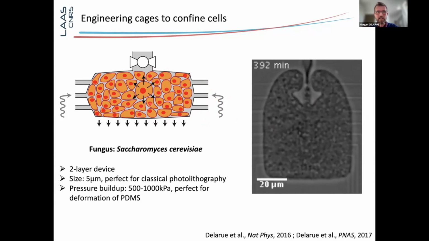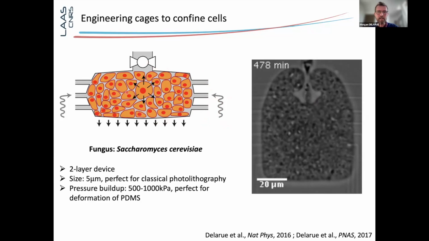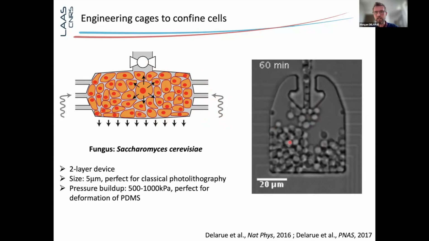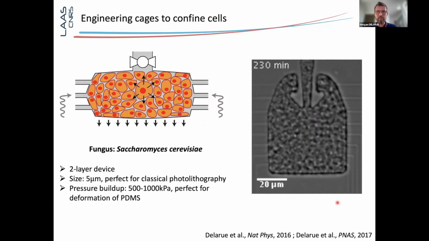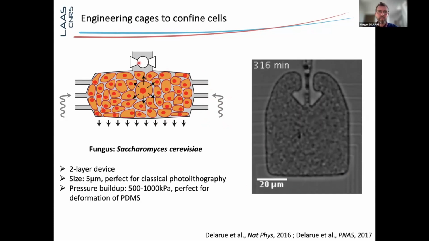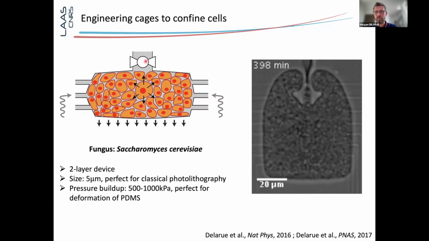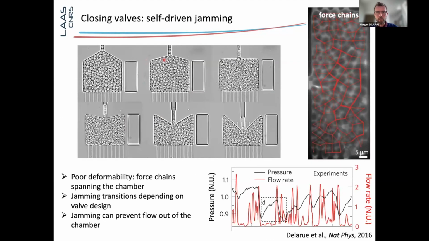And basically, we just let the cells grow in this device. They build up mechanical stress, and in that case, we can just see and measure the mechanical stress by the deformation of the PDMS. So how do we trap the cells practically, and how do these valves work? So that was the work of my postdoc.